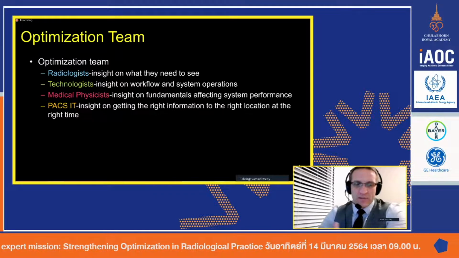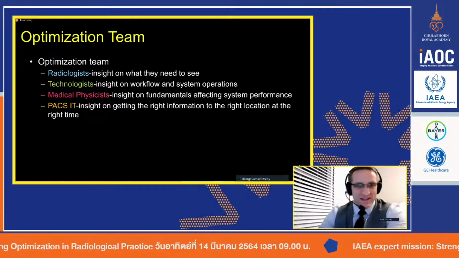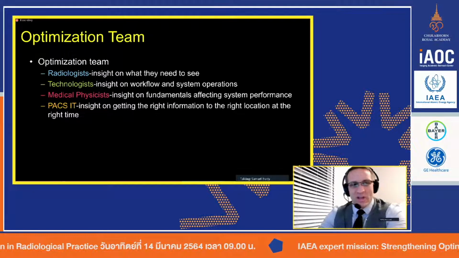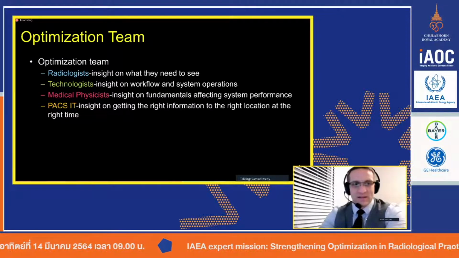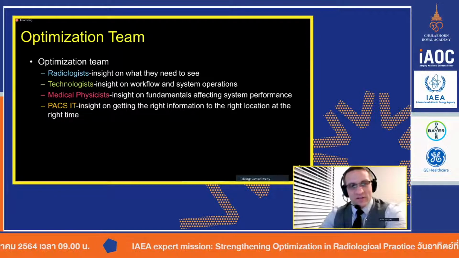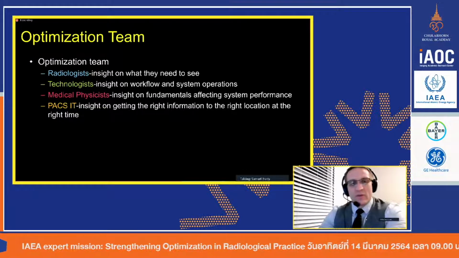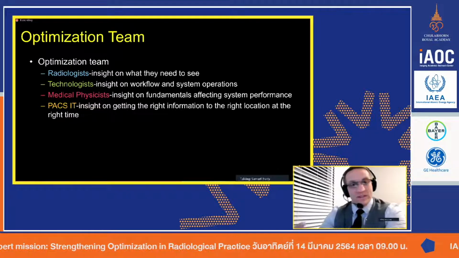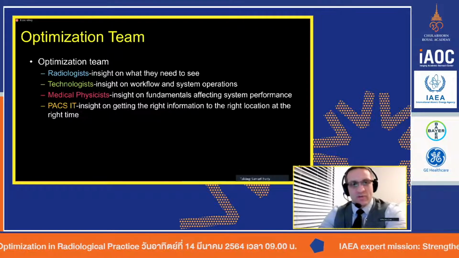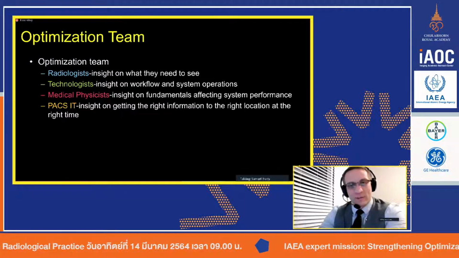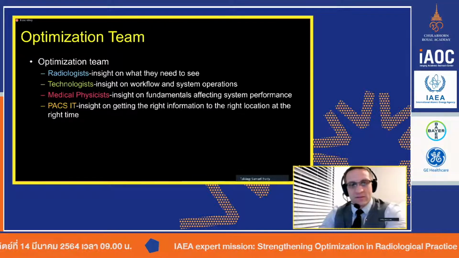And so here I simply put together what I would consider the dream team, this idea of an optimization team. We need to have a radiologist, someone that has the insight on what they need to see. We need a technologist or technologists. They can provide insight on workflow and system operations. They, of course, are the ones using the machine. Medical physicists provide insight on fundamentals that will ultimately drive and affect the system performance.